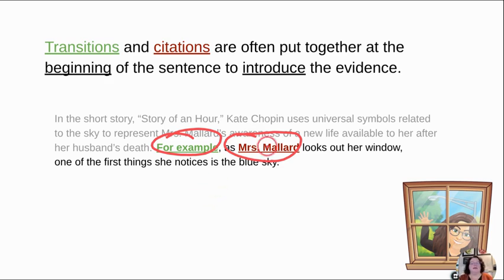All right, so Mrs. Mallard is looking out her window. One of the first things she notices is the blue sky. So these two help give us context for where we are, not only in the paragraph, but where we would look in the story to connect this information.